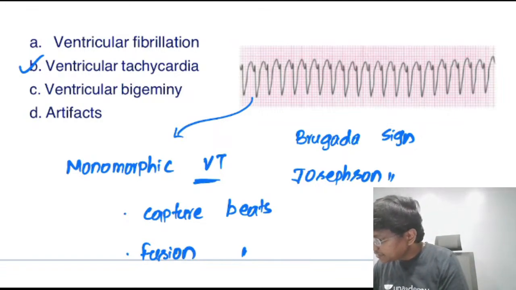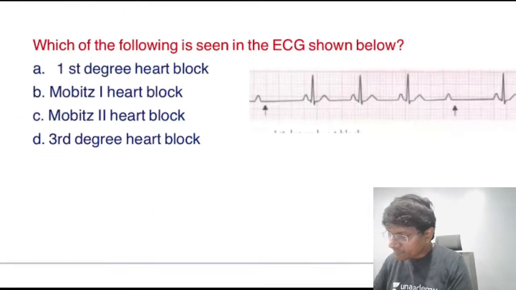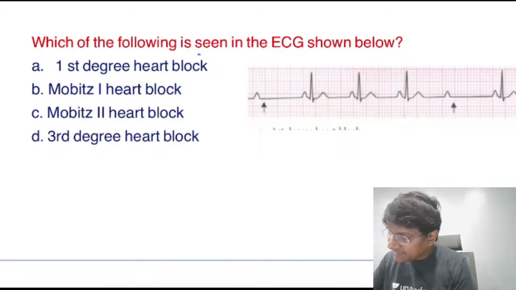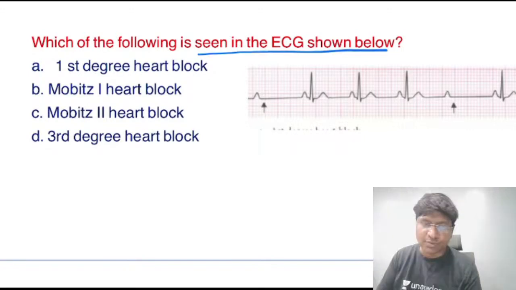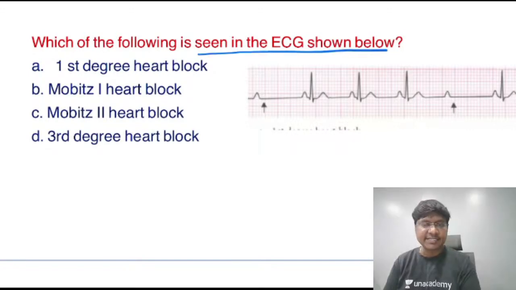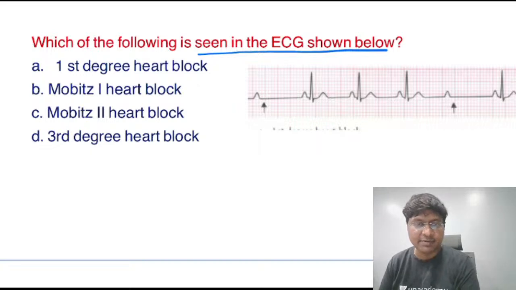Now, another simple quick recap ECG: which of the following is seen in the ECG shown below? First degree heart block, Mobitz type 1 heart block, Mobitz type 2 heart block, third degree heart block.